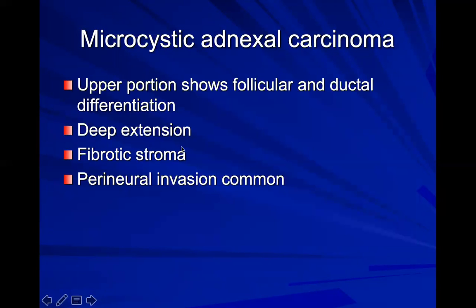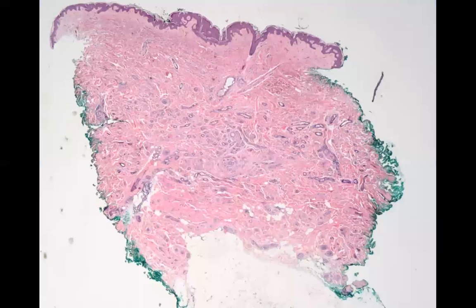Microcystic adnexal carcinoma, this is something that we see more often than not in the skin. And one thing that can distinguish it is that it's not well differentiated. So sometimes you see both follicular and ductal differentiation. If you're seeing keratin and ductal structures on a shave, you better worry that you're looking at a MAC. These extend deeply. They can have a fibrotic stroma, but your fibrotic stroma is probably not as well defined, like it's encasing the lesion as in benign lesions, and you often see perineural invasion.